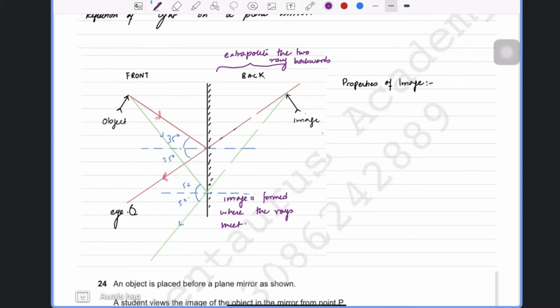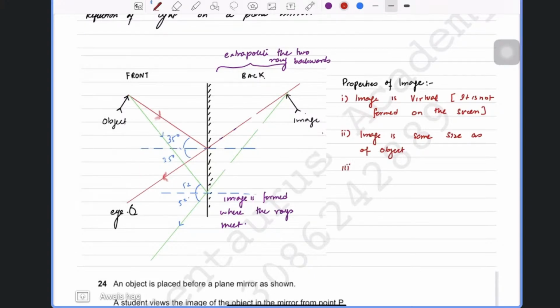Now, the properties of mirror are number one. You always need to remember that the image is virtual. Virtual means that it is not formed on the screen. It's basically formed behind the screen, which is not real because there's nothing, there's just wall there, right? Number two, image is same size as of object.